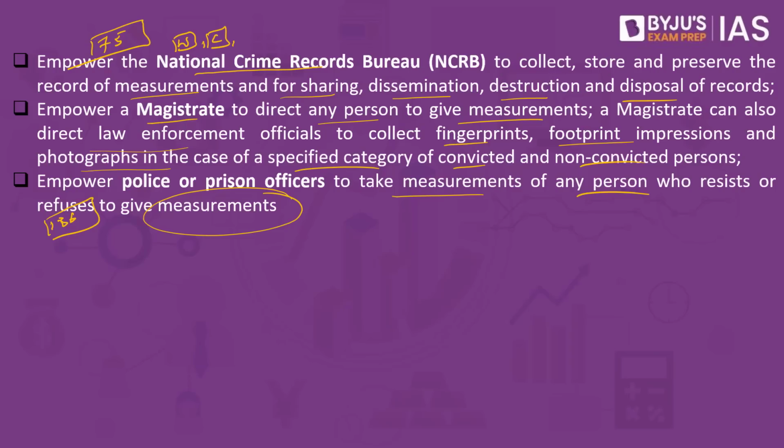So what would happen? There will be enough number of evidences that we have now. So this will allow the investigating agencies to increase the prosecution, and ultimately this will increase the conviction rate in the court of law. So what are the concerns with respect to this legislation?